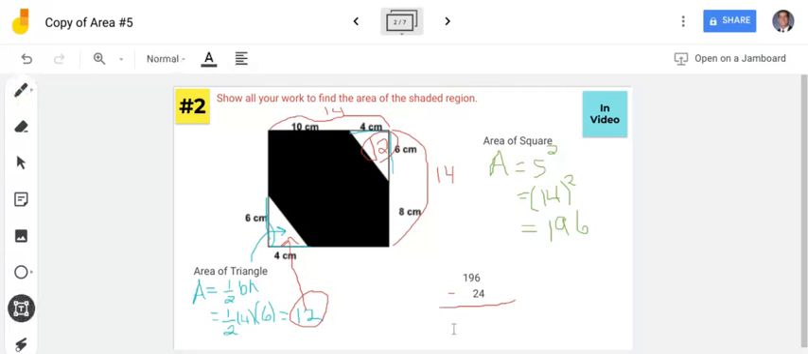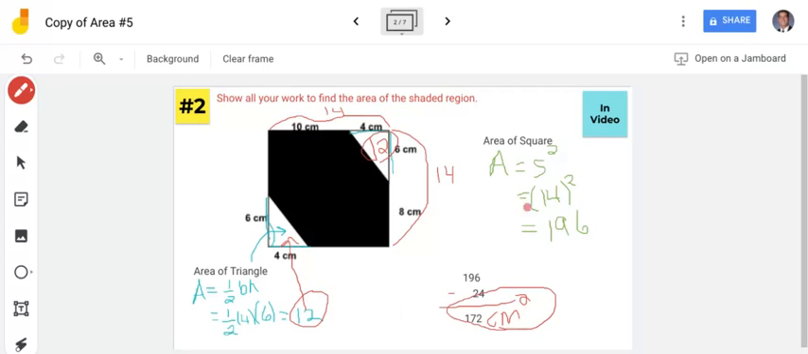So if I put that in my calculator, 196 minus 24, I should get 172, right? 196 minus 24, 172. And this is centimeters squared. Circle final answer. All right, that is the area of the shaded region, 172 square centimeters. So you, again, need to show your work for how you found the area of the square, how you found the area of the triangles, and how you subtracted the area of the square minus the area of the triangles.